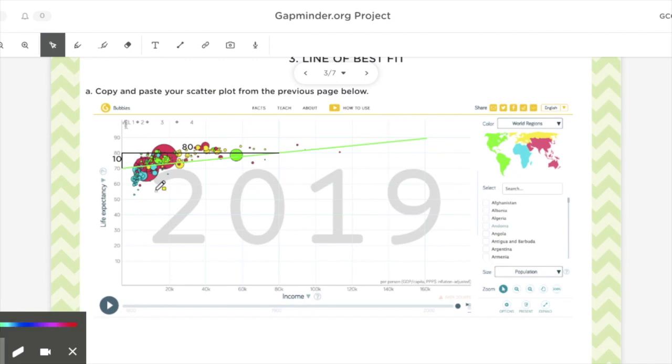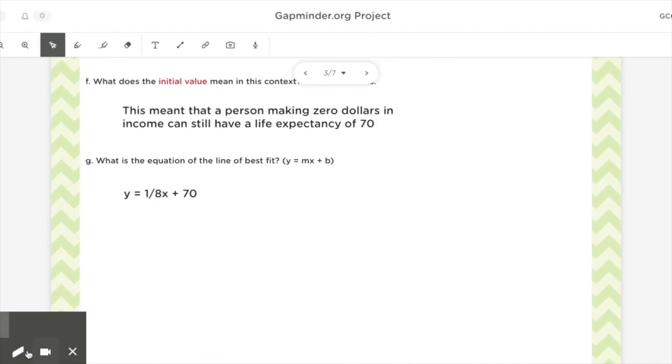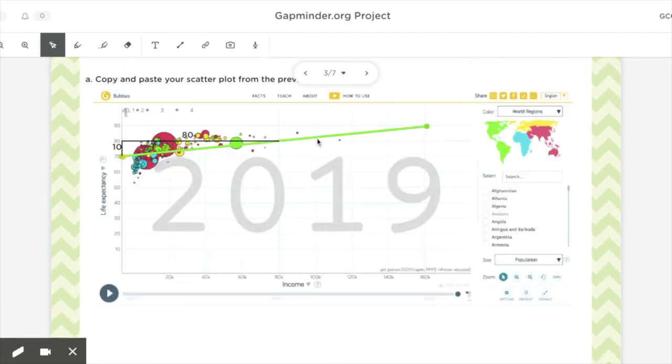And my line of best fit, my initial value is the point (0, 70). This point means that even if you have an income of 0, you have a life expectancy of 70. And every time the life expectancy increases by 10, the income increases by 80. So I simplified this to 1/8, and that was my rate of change. So as you can see right here, my equation was y equals 1/8 x plus 70.